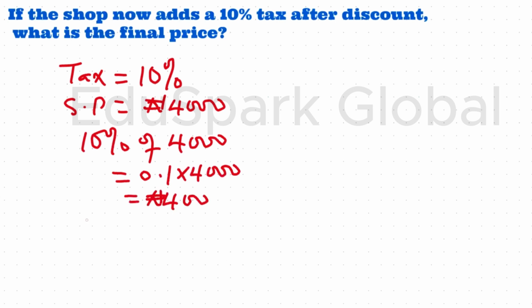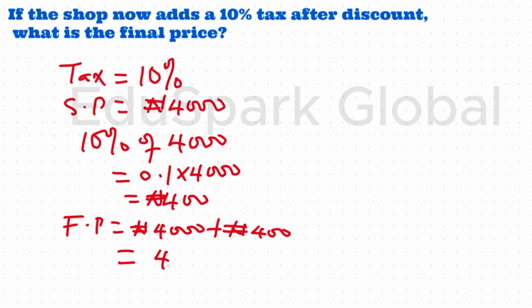Okay, so for us to know the final price, which is now FP, will be 4,000 naira plus 400 naira. This will give us 4,400 naira. Okay, so the final price is 4,400 naira.